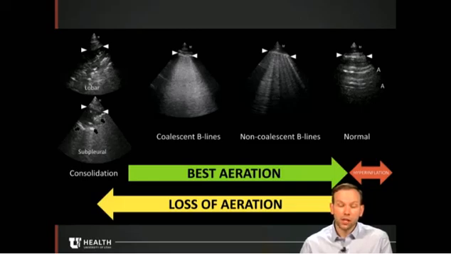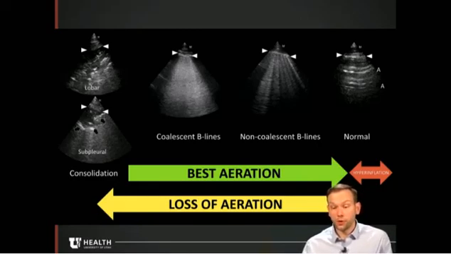And then eventually, with more aeration loss, you'll see coalescent B lines, which are sometimes called C lines. And then on the left, you can appreciate consolidation or hepatization. So you can see that the pleura is marked with those little arrows, and below the pleura, you're almost seeing what looks like liver tissue. And on the top one, you have lobar consolidation, which would be a whole lobe is just socked in with no gas exchange happening. And then you can also get subpleural consolidation, which I'll show you on the next slide, a CT scan of what that looks like.